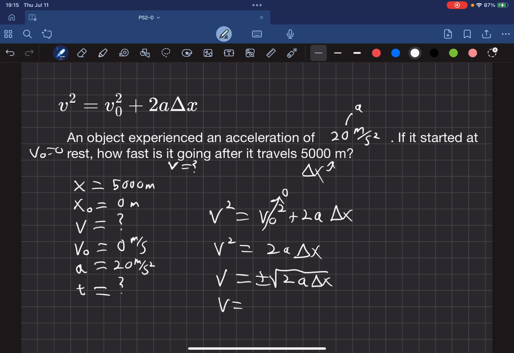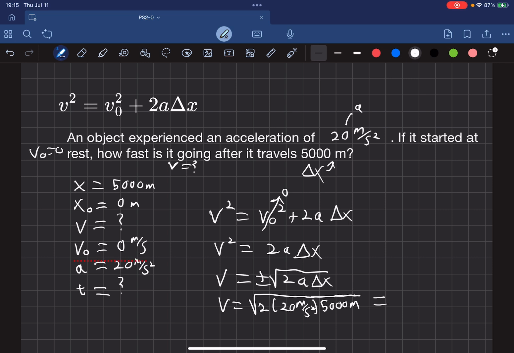Finally, plug in our values. So that's the square root of 2 times the acceleration, which is 20 meters per second squared, all times our change of position, which is 5,000 meters. Plug that in your calculator, and you'll get your answer.